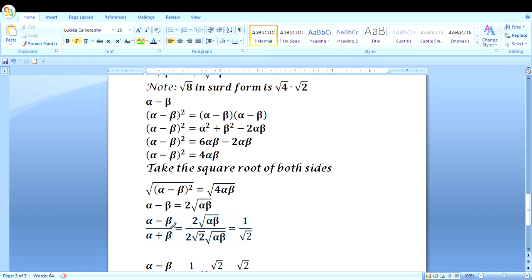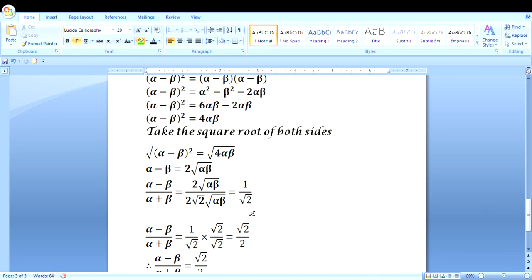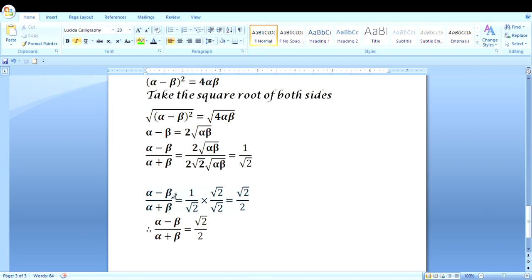Then we substitute in the equation. Alpha minus beta is 2 root alpha beta. Then alpha plus beta is 2 root 2 root alpha beta. So that 2 cancels 2, root alpha beta cancels root alpha beta. And what is left is 1 over root 2. But this can also be rationalized. 1 over root 2 can be rationalized in short form. So that alpha minus beta over alpha plus beta is equal to 1 over root 2.